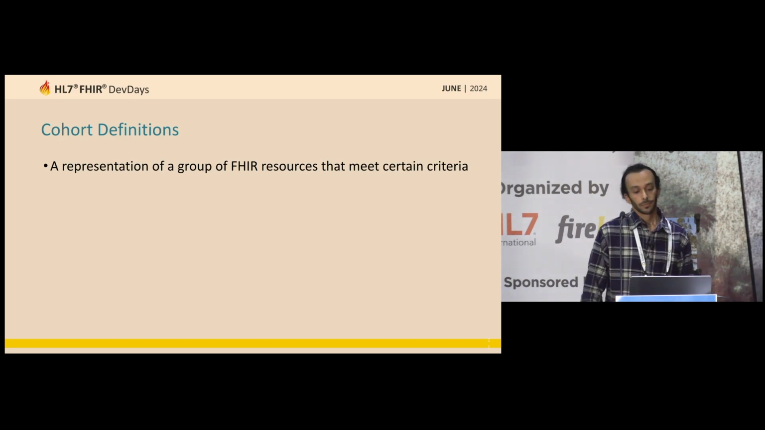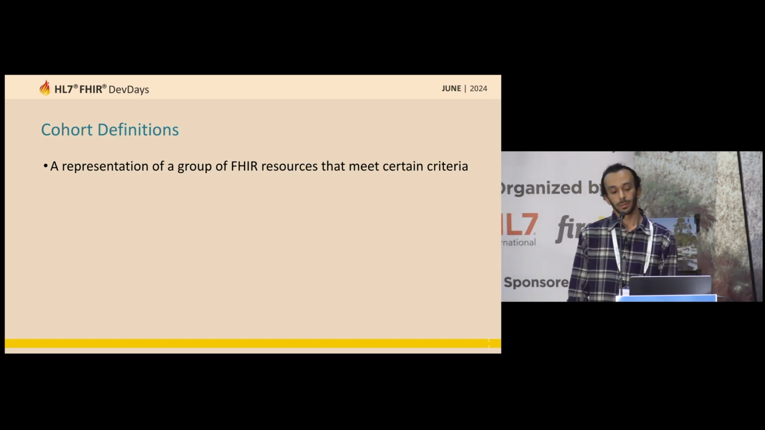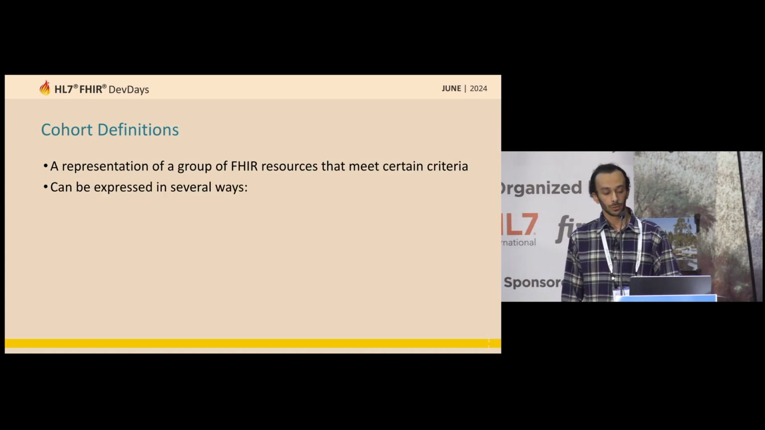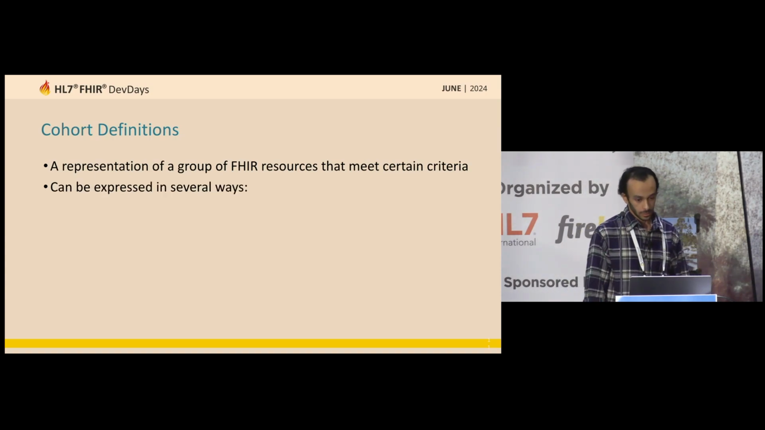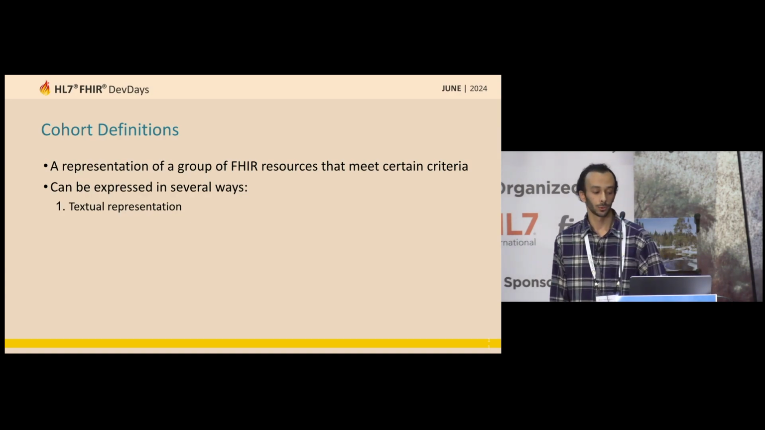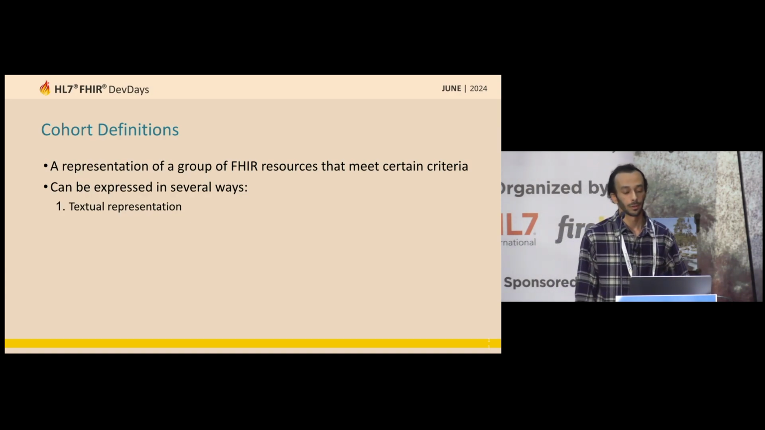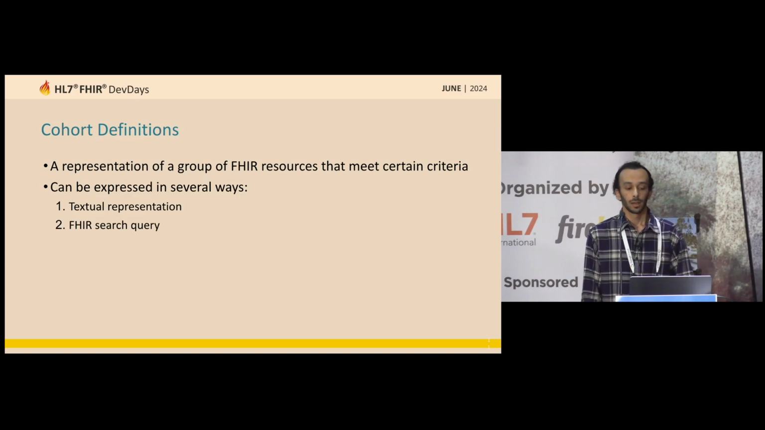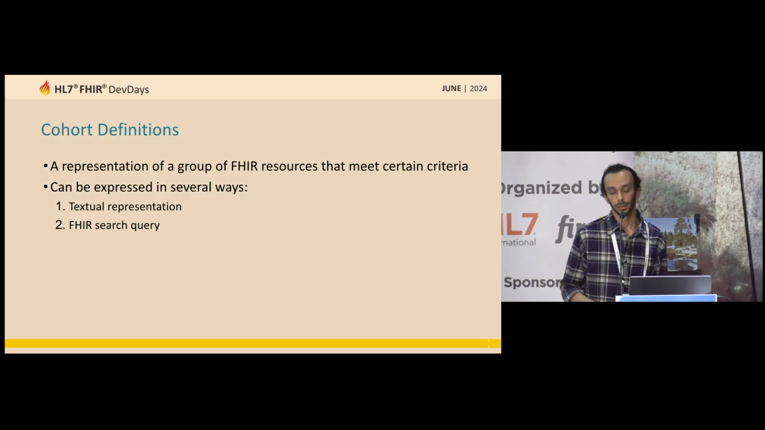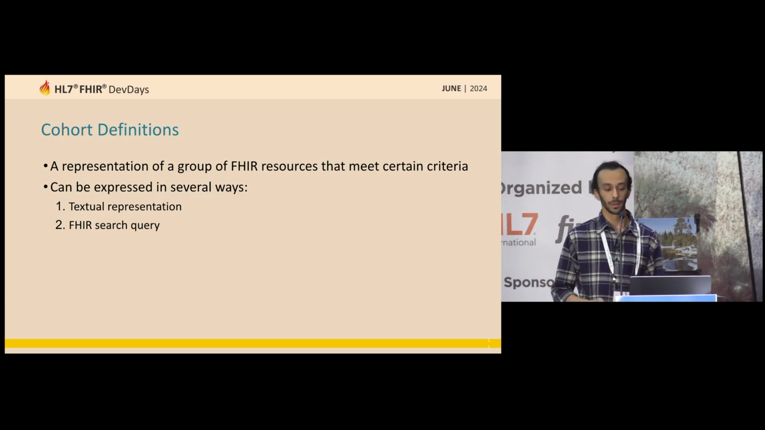So like we mentioned, a cohort is basically just a group of resources that meet specific criteria. You can define a cohort as just text, like the examples we've seen before, for example, patients with Alzheimer's disease. It can also be expressed as a FHIR search query, so you can take this text and try to map it to the equivalent FHIR search query.